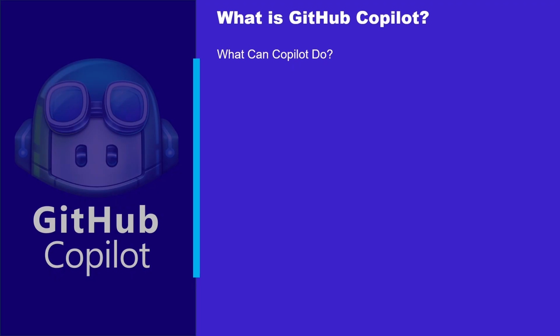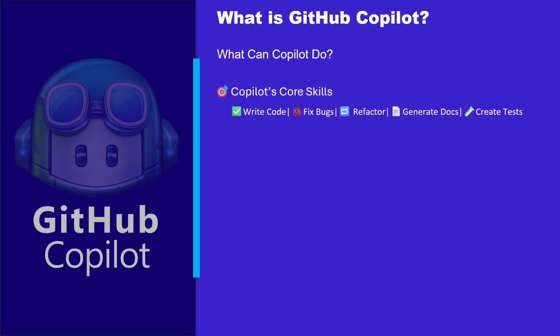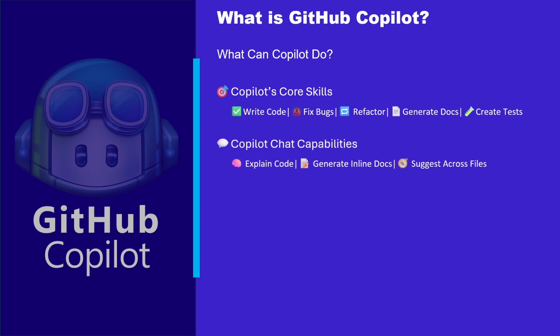Copilot supports multiple programming languages, and it's great for writing new code, fixing bugs, refactoring, and even generating tests or documentation. And with the Copilot Chat feature, you can ask it to explain complex code, generate inline documentation, or even make suggestions across multiple files. Even users on the free plan benefit from this. It helps improve collaboration and efficiency when you are navigating a big code base or working across multiple files.